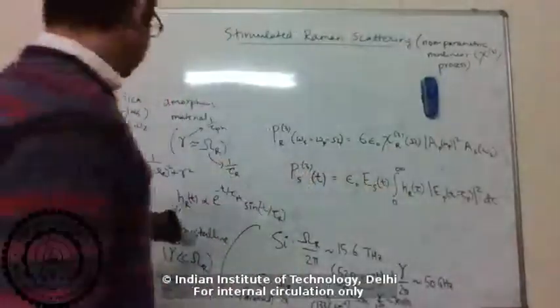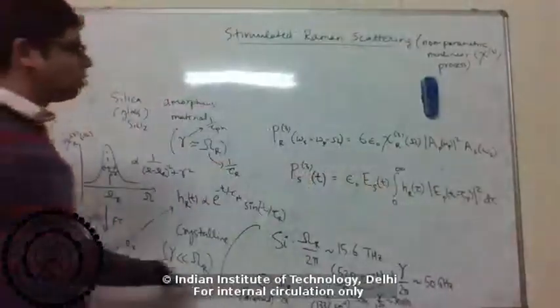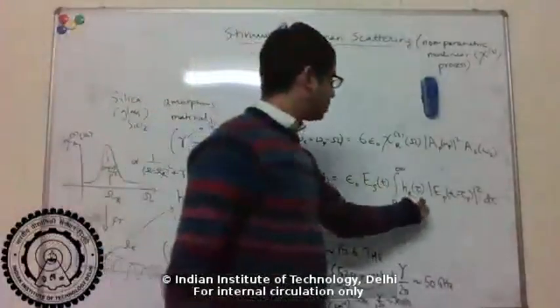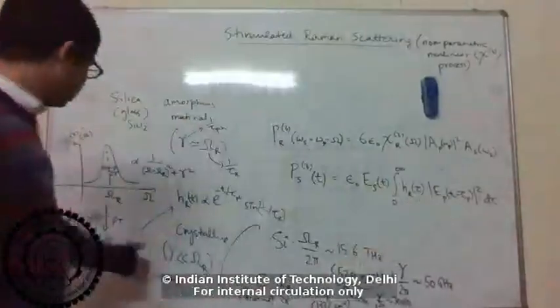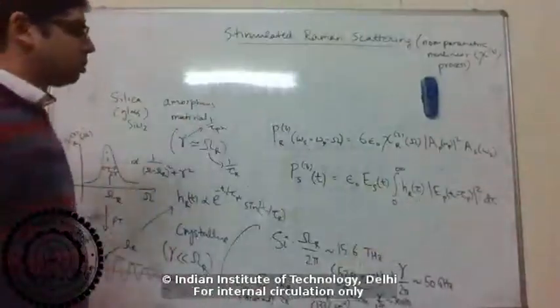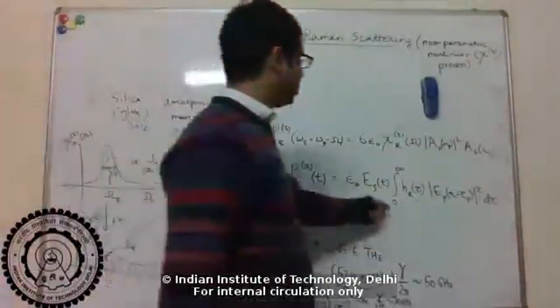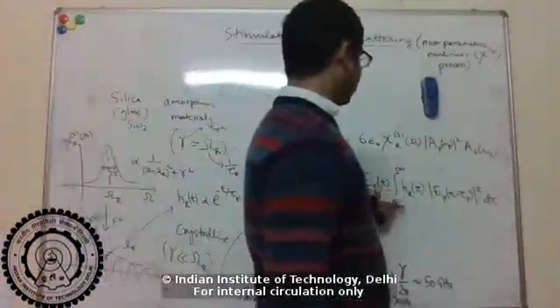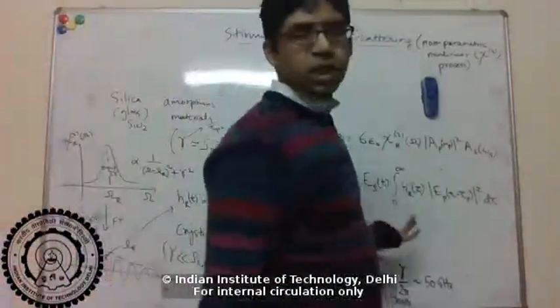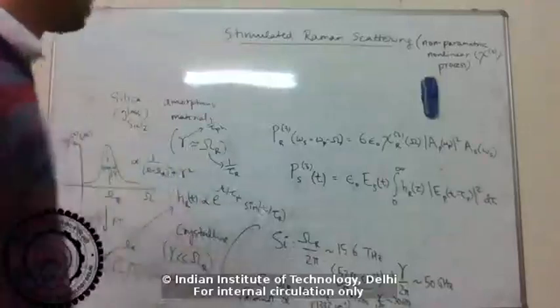In the Raman case, you can see explicitly here, of course, there are time scales involved. So H_R of t is not a delta function, right? It has some particular response function, and because of that, the susceptibility has both real and imaginary parts, right?